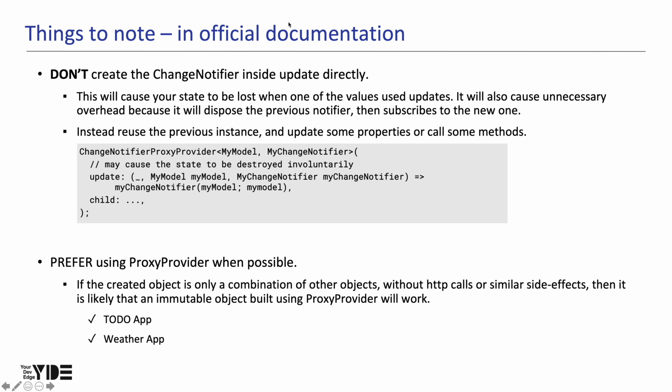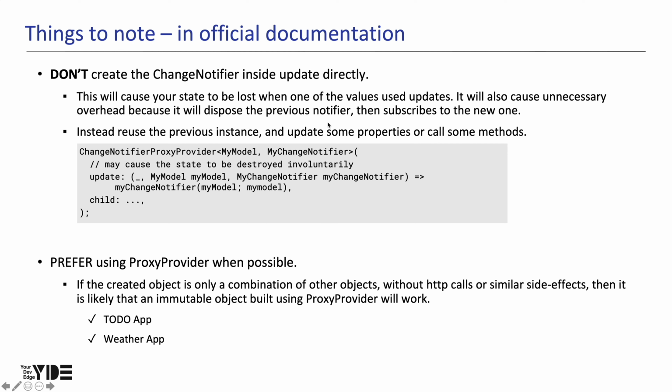And let's take a look at a few things to take note of. The first is don't create a change notifier directly in update. This will cause your state to be lost when one of the values used updates. But sometimes when I look at online lectures, I see a case where they create it in update. And what's problematic with this is that there is an overhead of disposal of the old notifier and then creating and subscribing to the new notifier.